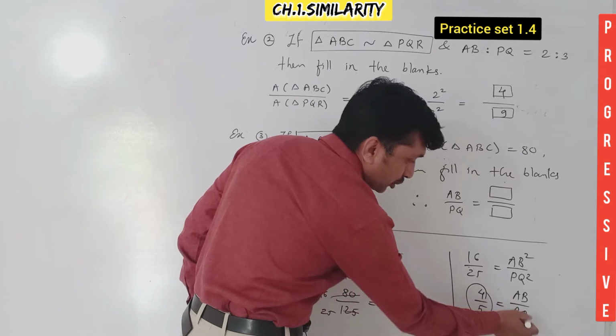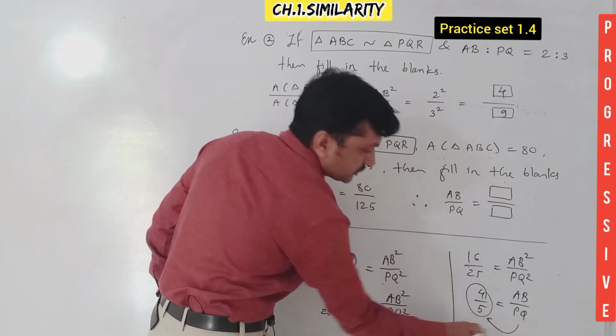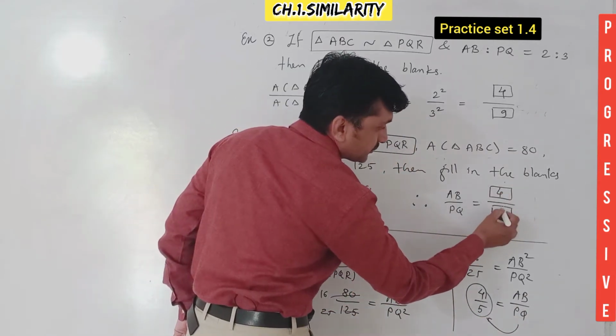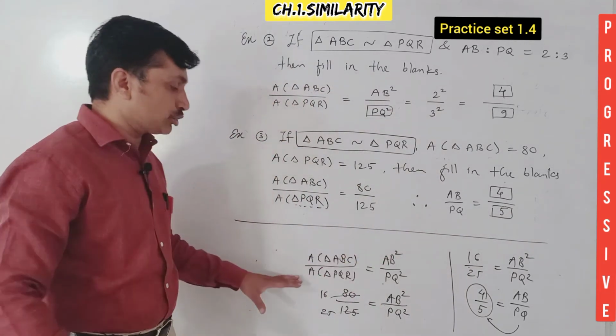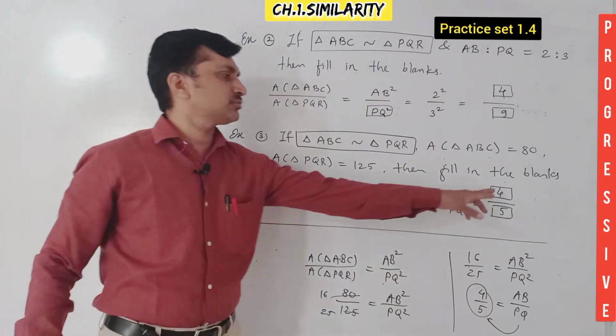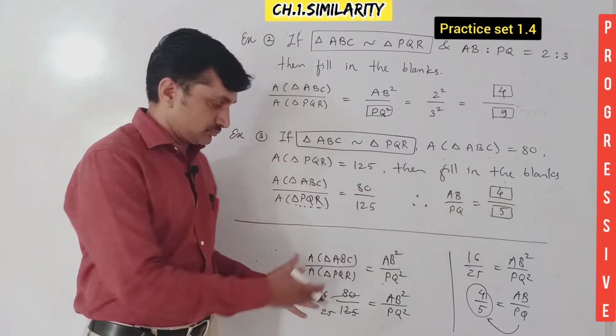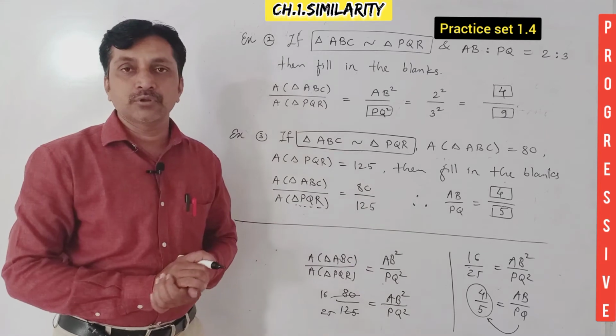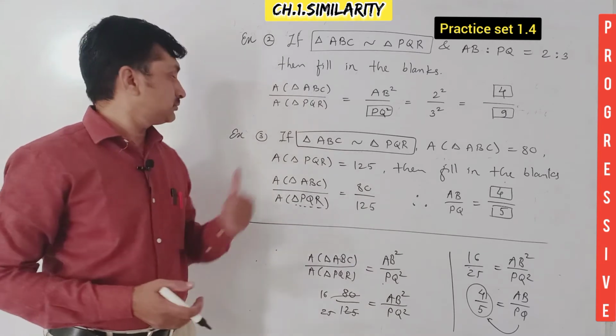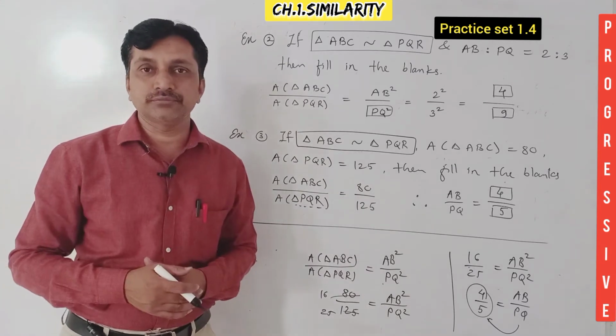In this way we got the answer: AB upon PQ is equal to 4 upon 5, and here you write it down. This is the rough work. That is not part of this solution. Here we want only 4 upon 5. If it is possible for you without rough work, then you can. Okay, let's see example number 4, the next example.